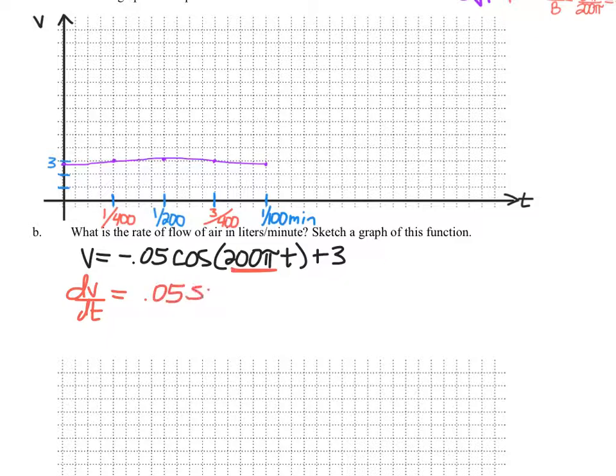Point zero. Sine 200 pi t times, what did you say? Times 200 pi. All right, we can clean that up a little bit. What's 0.05 times 200? 10. So 10 pi sine 200 pi t.